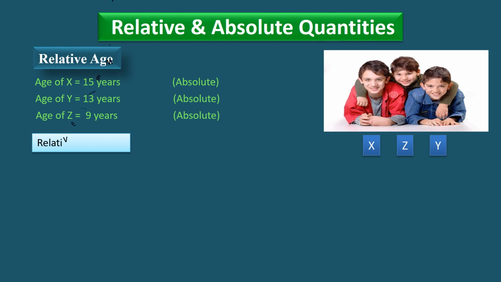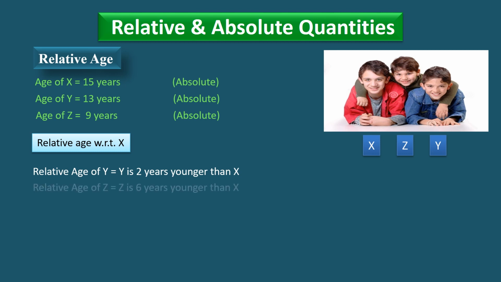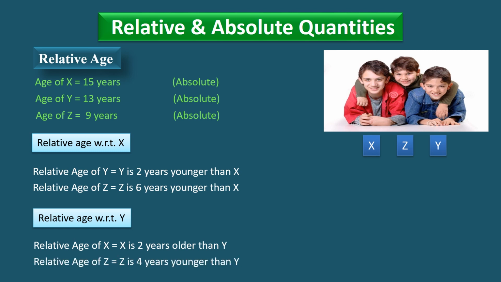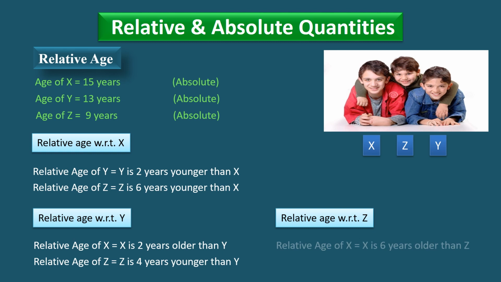So, if we select X as standard, then relative ages of Y and Z are described as Y is 2 years younger than X and Z is 6 years younger than X respectively. In the same way, if Y is chosen as standard, then relative ages of X and Z are: X is 2 years older than Y and Z is 4 years younger than Y respectively. Similarly, we can find the relative ages of X and Y with respect to Z.